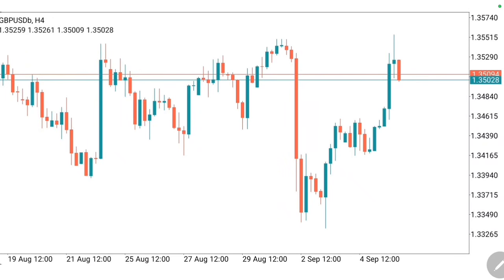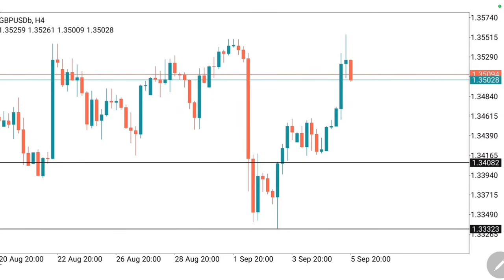Let's look at this example here. This is an H4 time frame of GBP USD. On this time frame, you can see this chart. Let's look for a bullish continuation. You can see here that we mark the high and the low of this candle, and if you move down to the lower time frame, you would see how it's going to be.